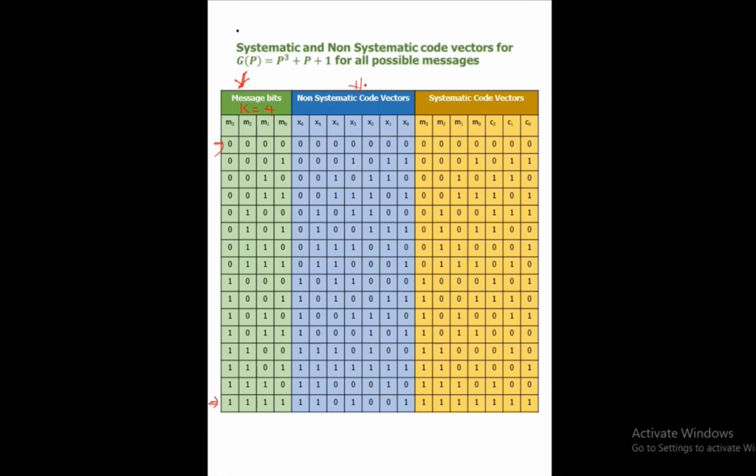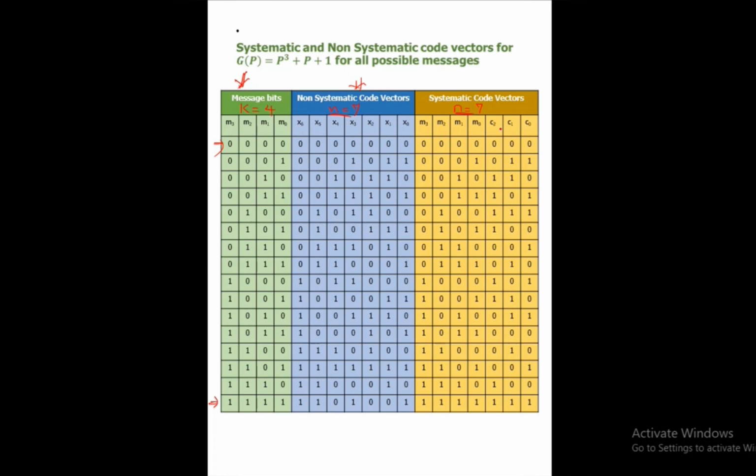The next column is where I am going to generate the code word by using the non-systematic method. Here, how many bits are there in your total code word length? According to your problem, n is equal to 7. So x6, x5, x4, x3, x2, x1 and x0. Total 7 bits are there in your code word. The same length applies for systematic also. The systematic code word will also have 7 bits, x6, x5, x4, x3, x2, x1, x0.